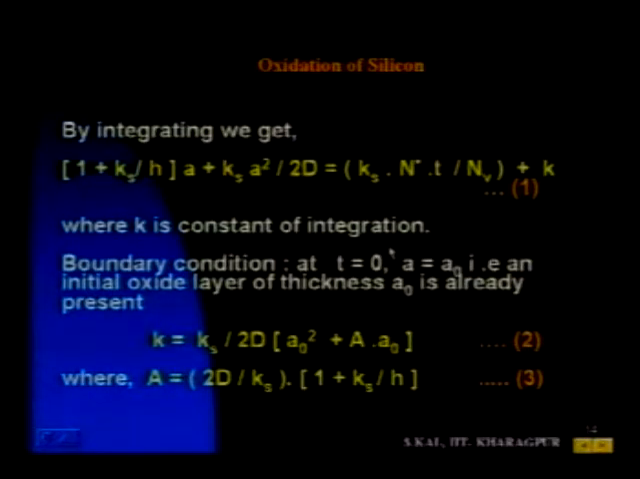So now if we use this boundary condition, the constant of integration can be easily found as K equal to Ks divided by 2D into A naught square plus A naught, capital A into small a naught, and the small a naught is at t equal to 0 the oxide thickness. That means at the beginning, at the time of oxidation.